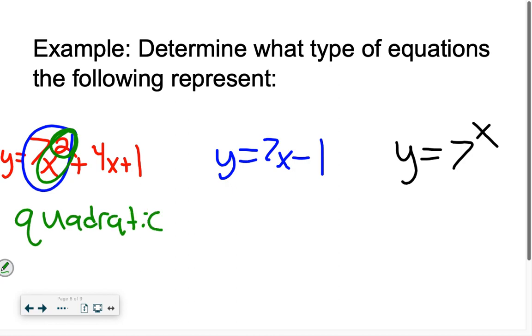All right, let's go to this next one. Y equals 7x minus 1. Again, let's look at the exponents. Do we have any exponents? No. In fact, we know it's a line, but it also fits the form y equals mx plus b, right? M would be 7, b would be minus 1. So this is a linear function.